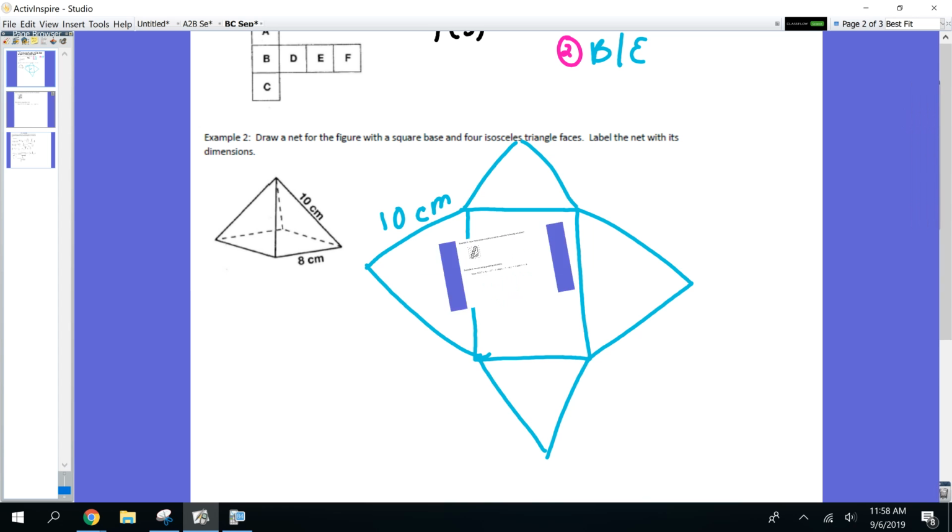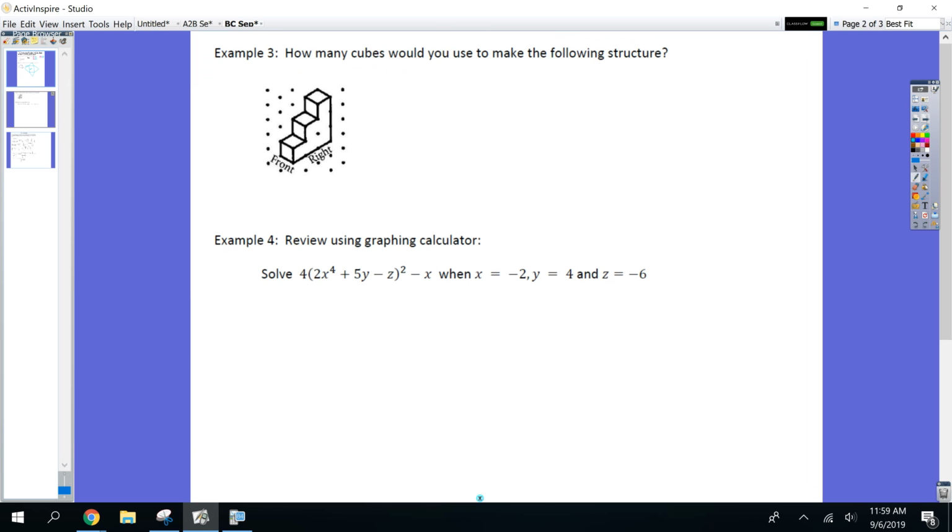Next one here is not a net, but I did want to make you familiar with it. Anybody know what this diagram's called? Stairs? Not what it looks like, but this type of diagram with the dots. Anybody ever seen those before? Isometric, sometimes also called orthographic. Isometric, orthographic. I just wanted you to be familiar with it in case you saw it.